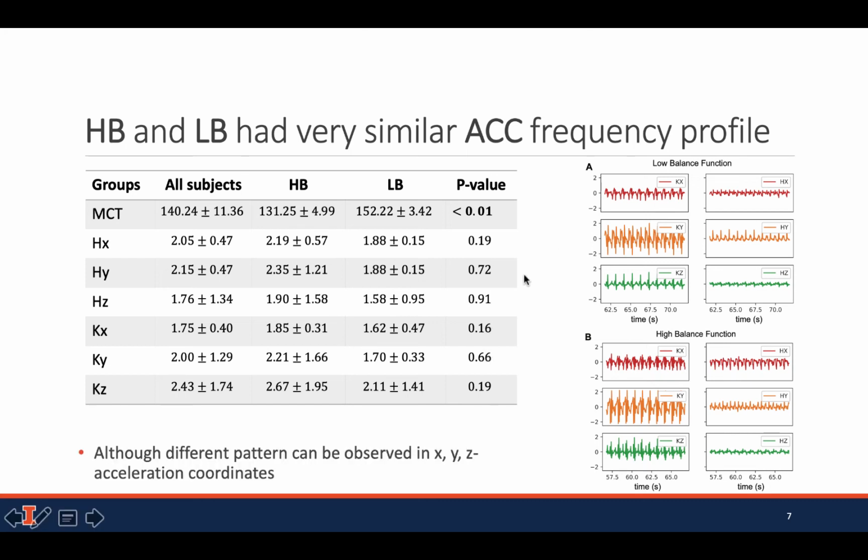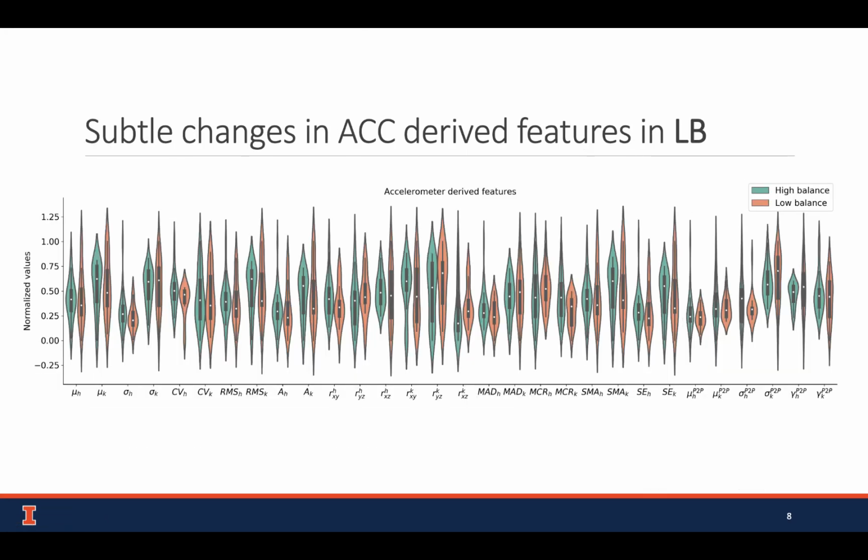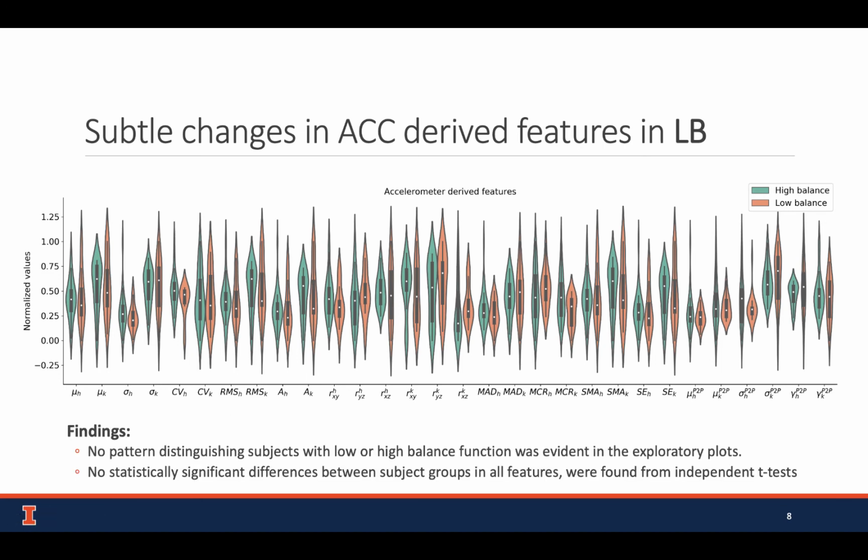As can be seen, this is true even though there were different patterns that could be observed between X, Y, and Z between the 2 different groups. There were subtle changes in acceleration-derived features that we found in the low balance group. We found no pattern distinguishing subjects with low or high balance function was evident in the exploratory plots. And no statistically significant differences between subject groups in all features were found from independent tests.